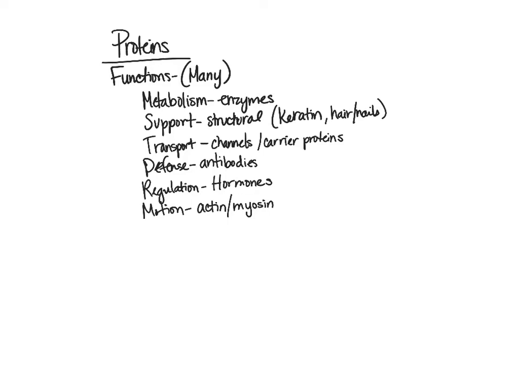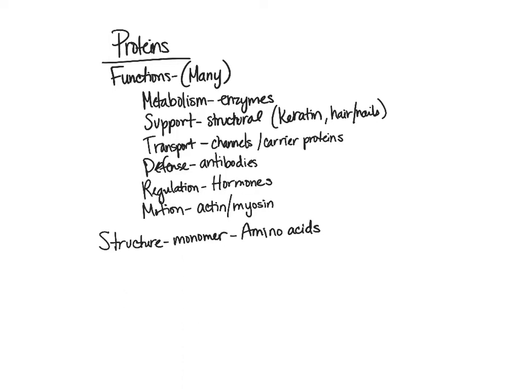So getting back to the structure then, of proteins. Remember, we have our monomer and polymer. So we talked about the monomers and polymers of carbohydrates, the monomers and polymers of lipids. Now we're going to talk about the monomers of proteins. So the monomer of proteins are amino acids.